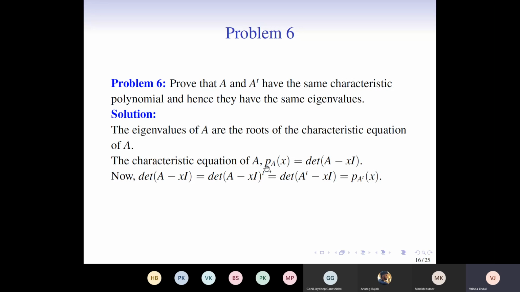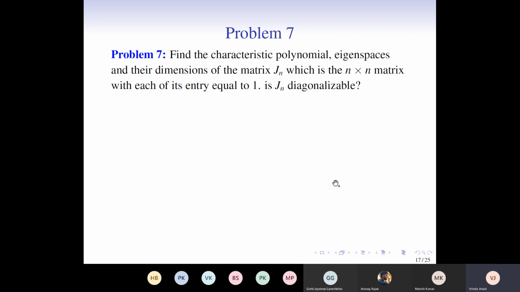So the characteristic equation of A and the characteristic equation of A transpose are the same, and because those equations are the same, their roots would be the same. The solutions of those equations, which are nothing else but the eigenvalues of A and A transpose, would be the same. So this was problem 6. I hope no one has a doubt in it.